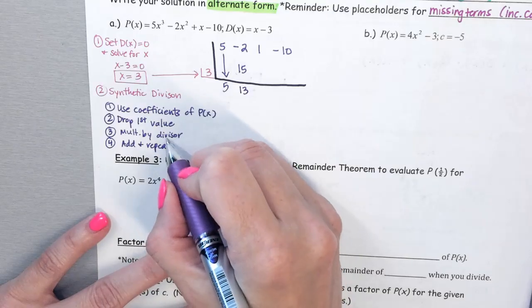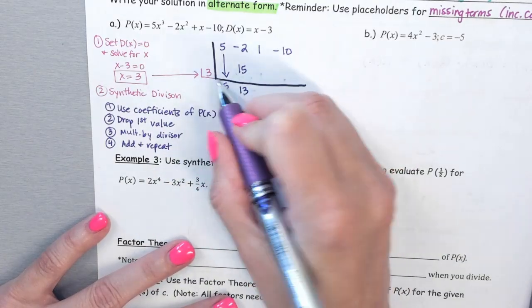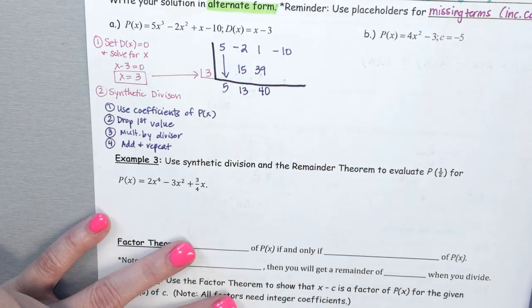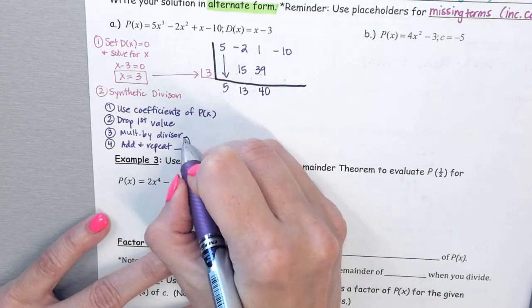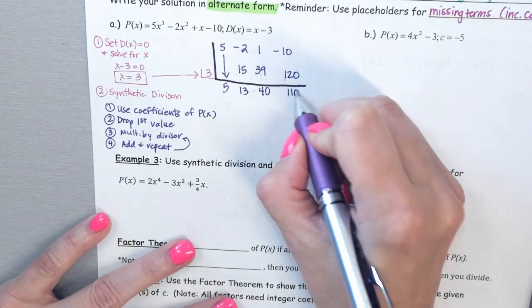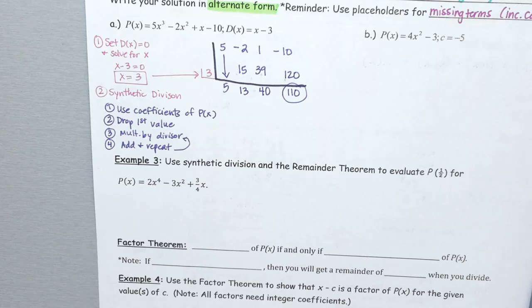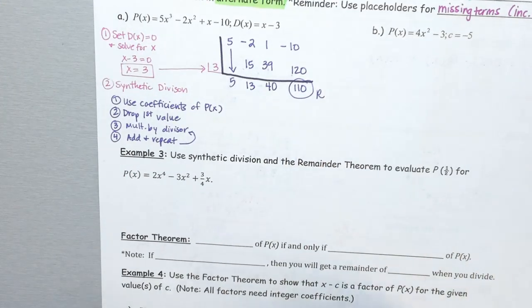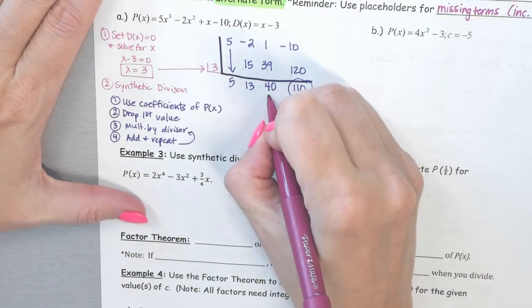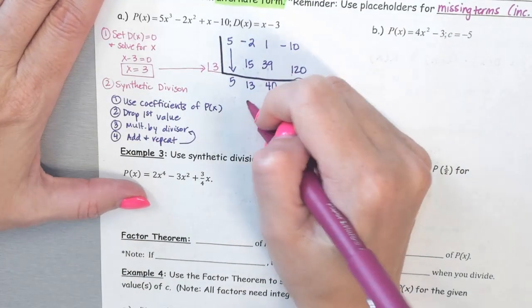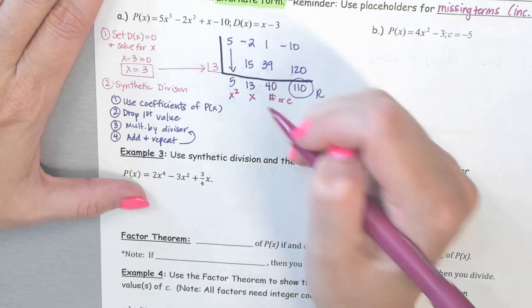When I say repeat, repeat steps 3 and 4. So, 13 times 3 is 39. Add straight down, 40. And we do it again. Okay, 40 times 3 is 120. 120 minus 10 is 110. And then once you get to the last one, I always circle it because this is going to be my remainder. And then I work my way from the remainder so I know what these are. I usually call this the number. It's the same thing as the constant. And then I call this one my x term and this one my x squared.